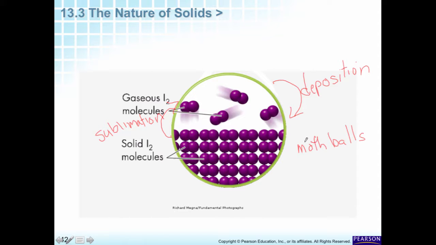So mothballs have a bad smell, and that's one of the ways you know. You don't ever smell a solid. If you have a solid and it has a smell, it's actually the gas coming off of it. Solids do not have smells. The only thing you can smell are gases, or vapor. That's what a vapor is. Solids do not have smells.